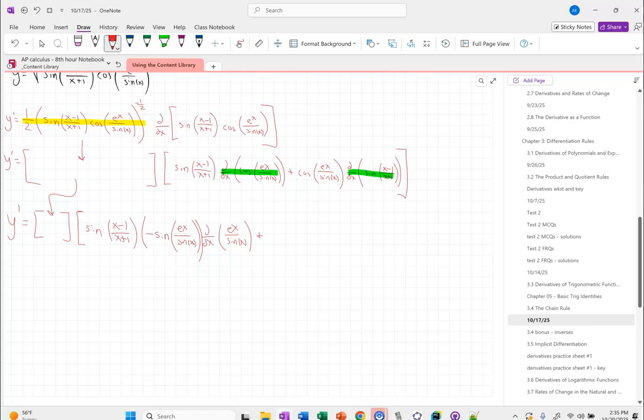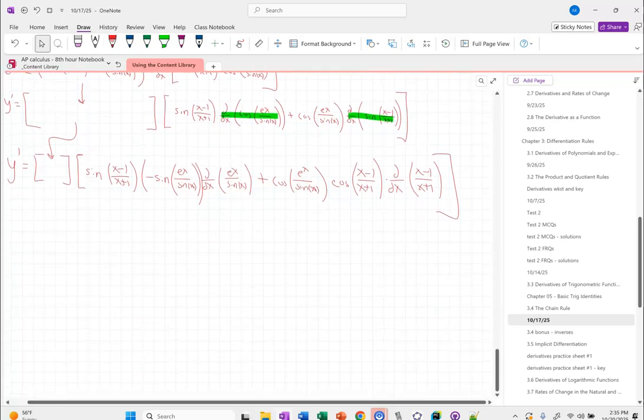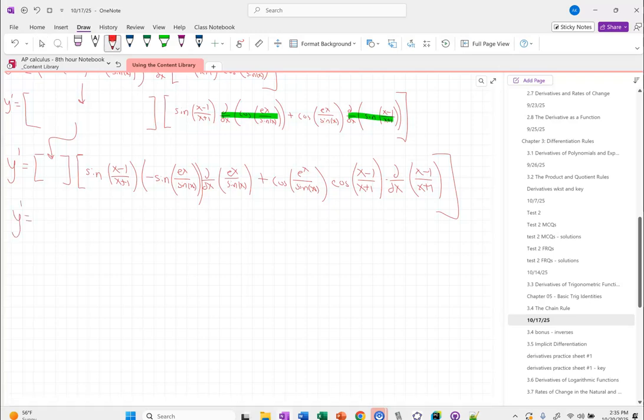And then I have plus cosine of e to the x over sine x. And then I have the derivative of sine, which is cosine of the inside, times the derivative of the inside. Nope, quotient rule. I know, right? So this guy's still coming down.